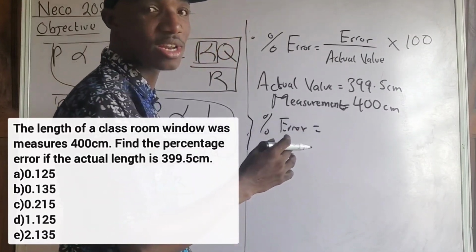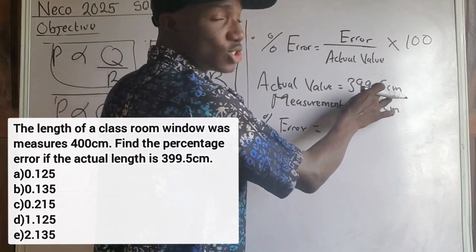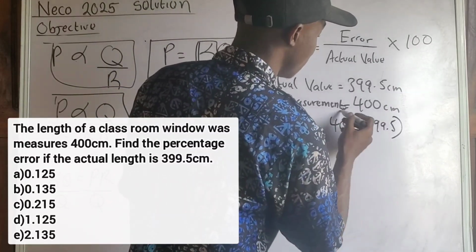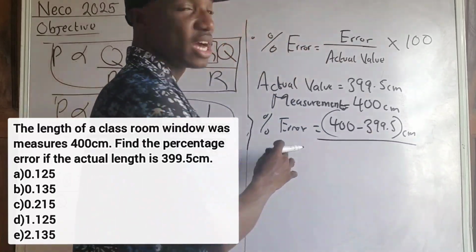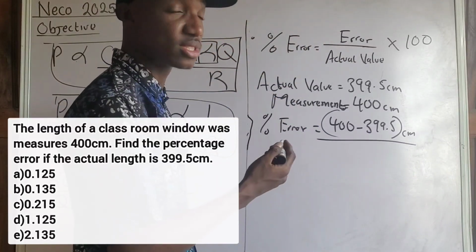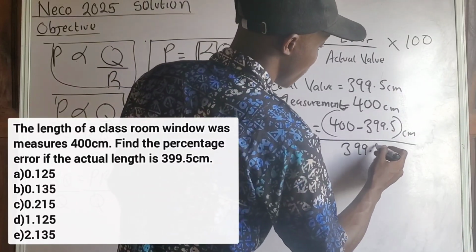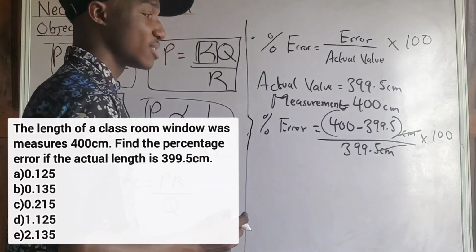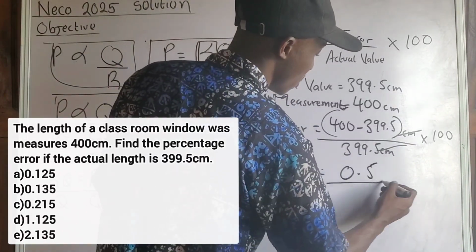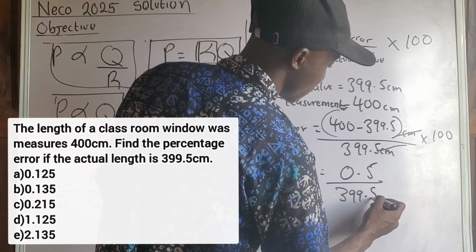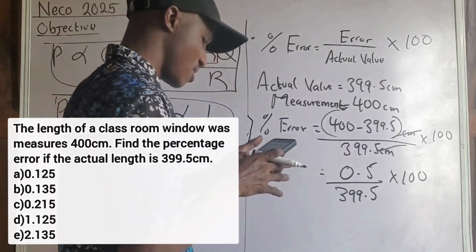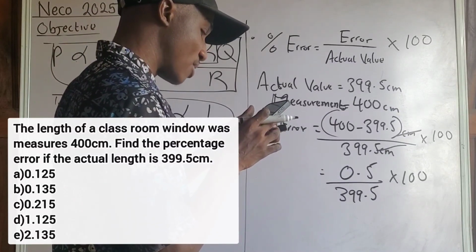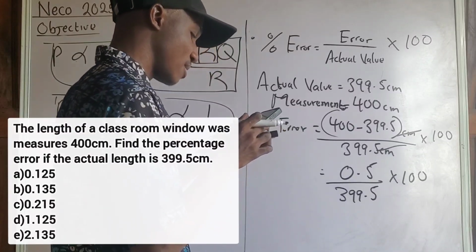equals to error. To get the error now, it will be the difference between this and this. You understand? So I'm going to have 400 minus 399.5 centimeters all over the actual value. The actual value is the measurement of that window itself. So that will be what? 399.5 centimeters times 100. Okay, this will cancel this. So I'm going to have 400 minus 399.5. That is what? 0.5. 0.5 all over 399.5 times 100. Okay, 0.5 divided by 399.5. That is times 100.